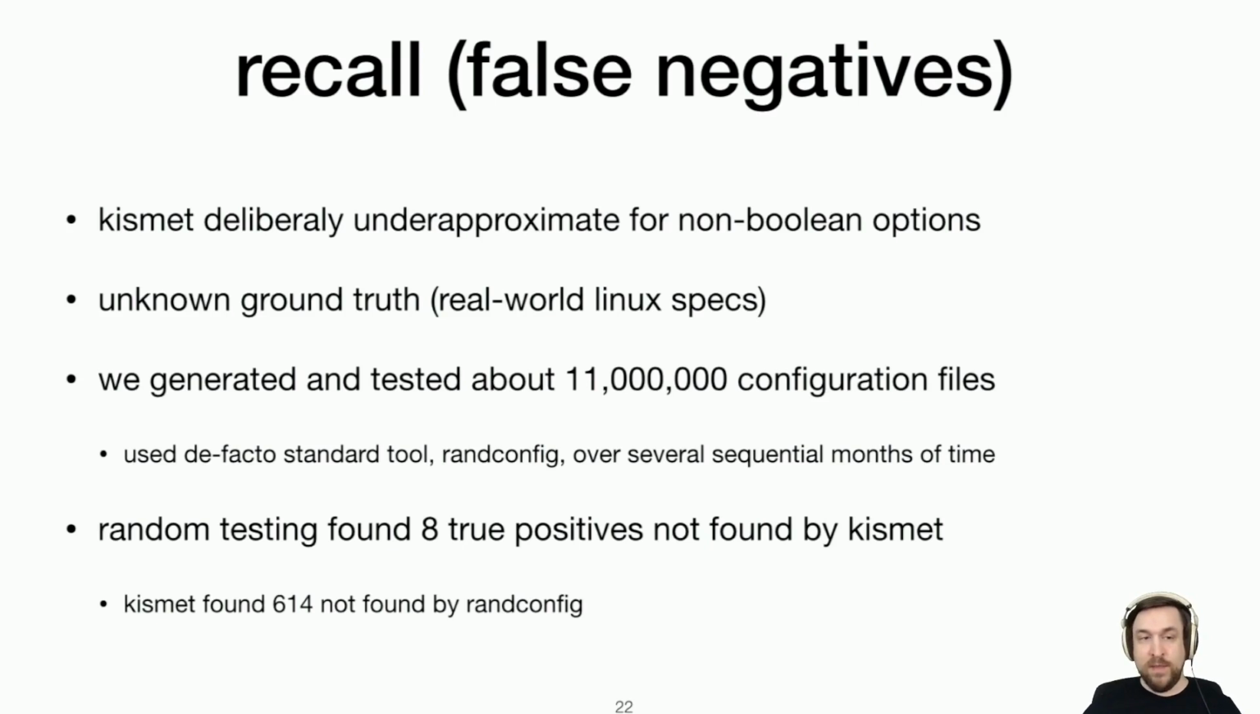One hard part about this is we don't really know the ground truth. We were dealing with 150,000 lines of Kconfig. We don't really know how many unmet dependencies were there. So we generated and tested around 11 million random configuration files using the randconfig tool, and actually found that there were 8 positives from that process not found by Kismet. And we don't know what the ground truth is, but we were heartened to see that Kismet found many, many more than this random process and missed 8 compared to the random approach.